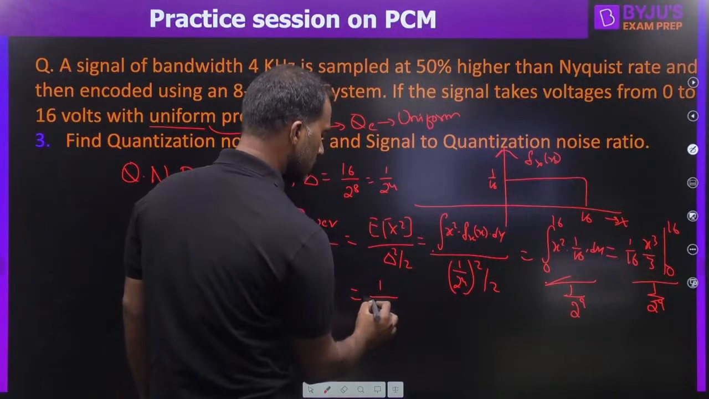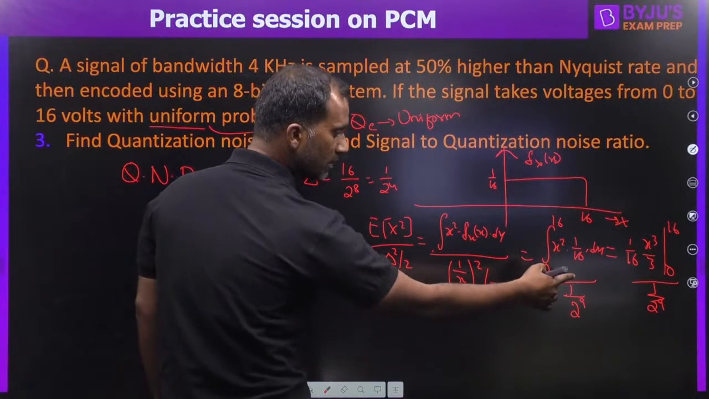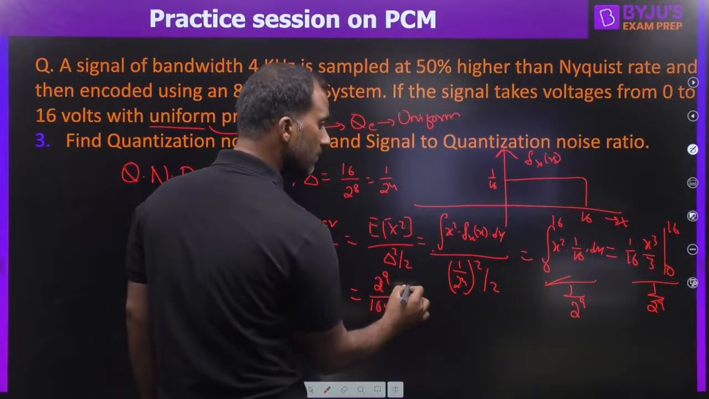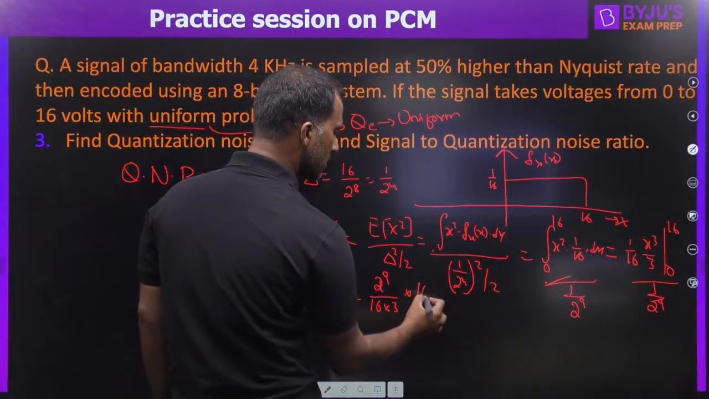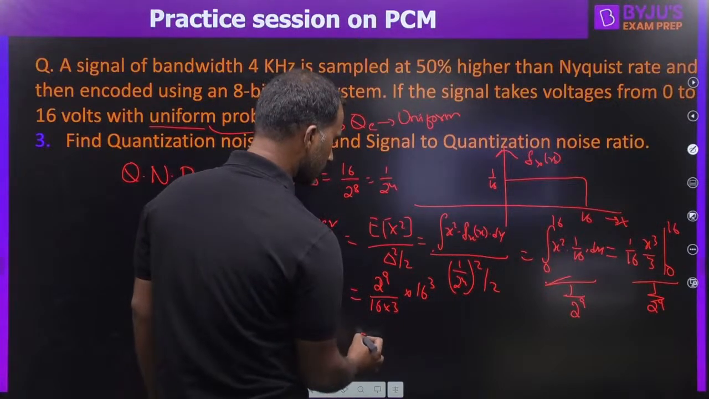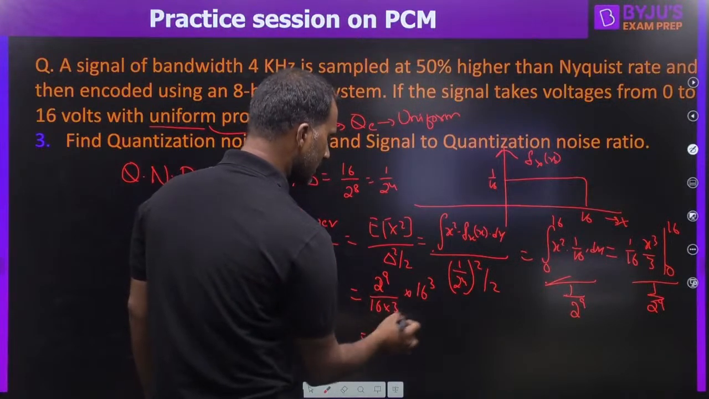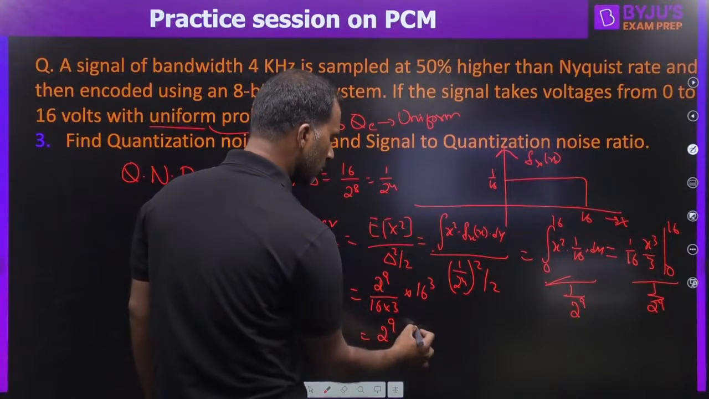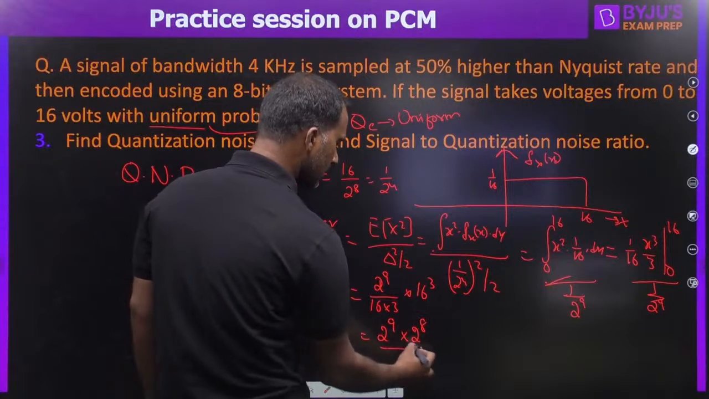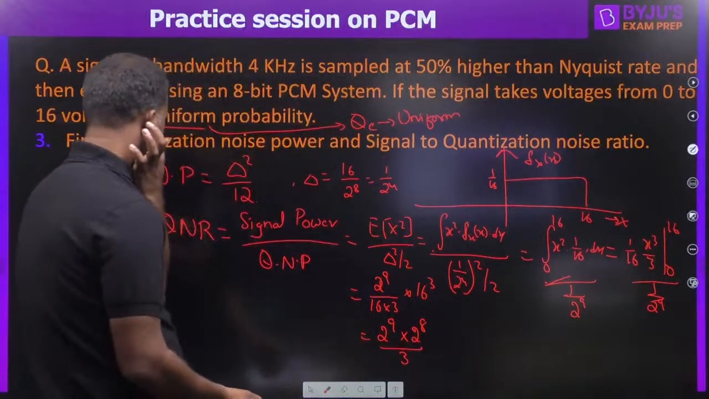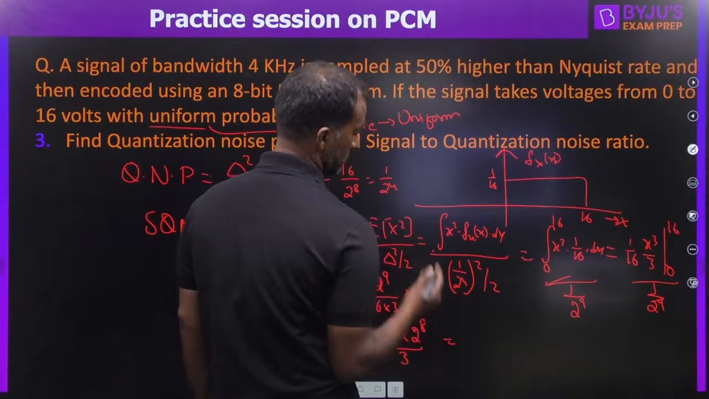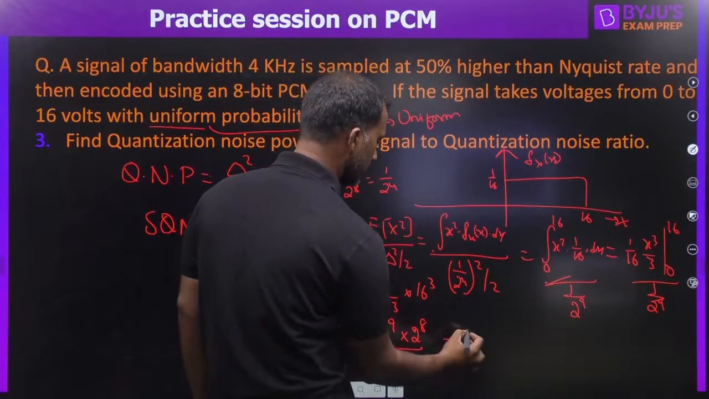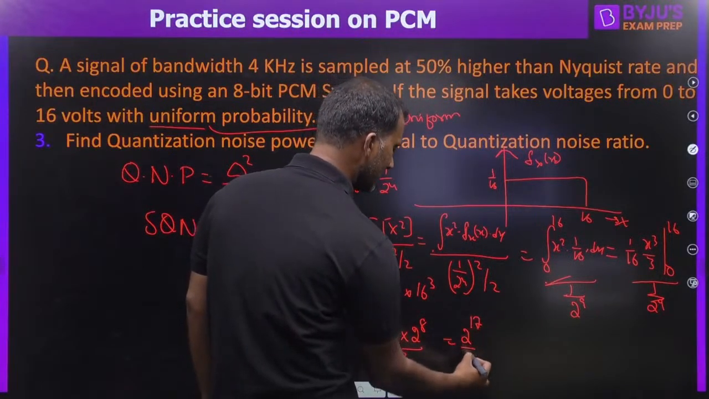It is 1 by 16 into 3, and this 2 power 9 into the numerator, 16 cube minus 0 cube, which is 16 cube. So we can cancel here. This becomes 2 power 9 into 16 square. 16 square is 2 power 4 whole square, which is 2 power 8, divided by 3. So 2 power 9 into 2 power 8, yeah, 2 power 17 divided by 3.